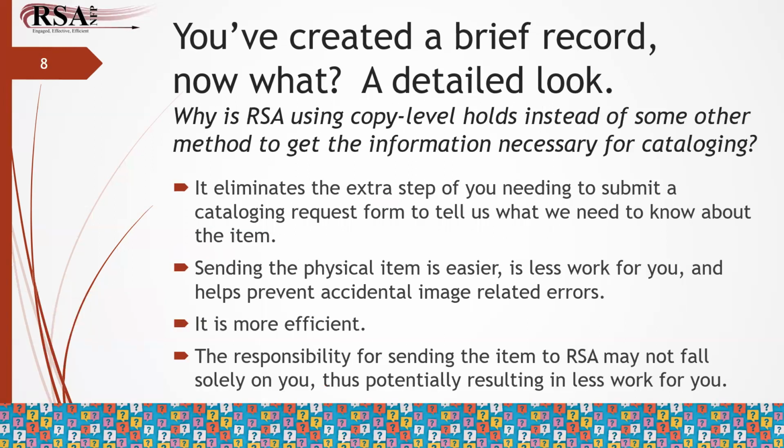Please be aware that after careful consideration, RSA has decided to only accept physical items to upgrade brief records to OCLC records. Based on the RSA experience processing cataloging requests, particularly the backlog over the past several months, the physical item method of submission has 4 clear benefits. 1. It eliminates the extra step of you submitting a cataloging request form when RSA is ready to catalog your brief item on an OCLC record, saving you time and energy.